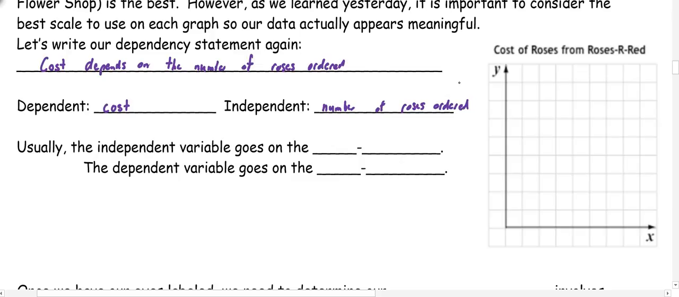So remember that when we're graphing, the independent variable is always going to go on the x-axis, and the dependent variable is going to go on the y-axis. So in this case, our y-axis would be cost, and our x-axis would be the number of roses ordered.